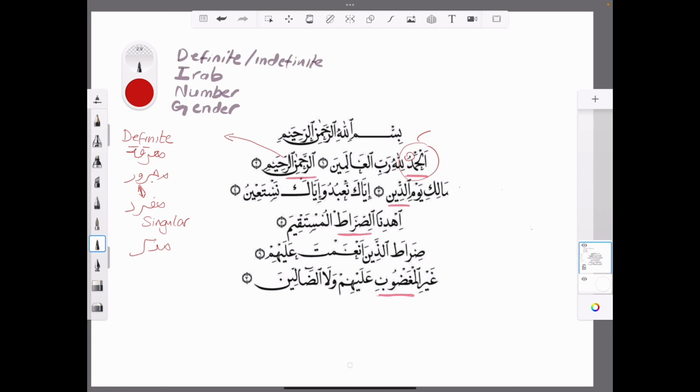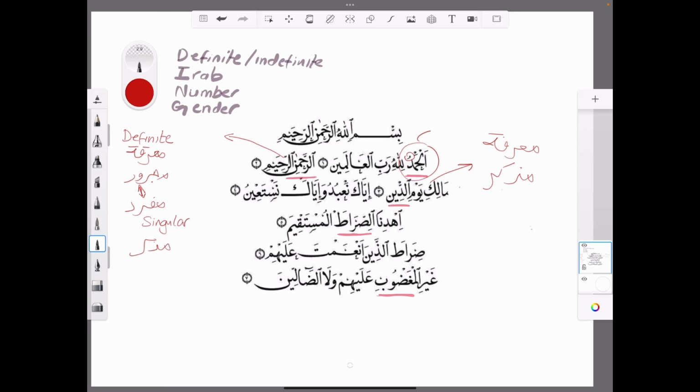Okay, let's look at the next one, which is ad-din, and we're going to do it here. Straight away we see the alif lam before it, so we know. Now I'm not going to use English anymore. I'm just going to do it in Arabic. So we know it's ma'rifah. We've done the definite, indefinite. We look at the word ad-din. We know it's mudhakkar, masculine.